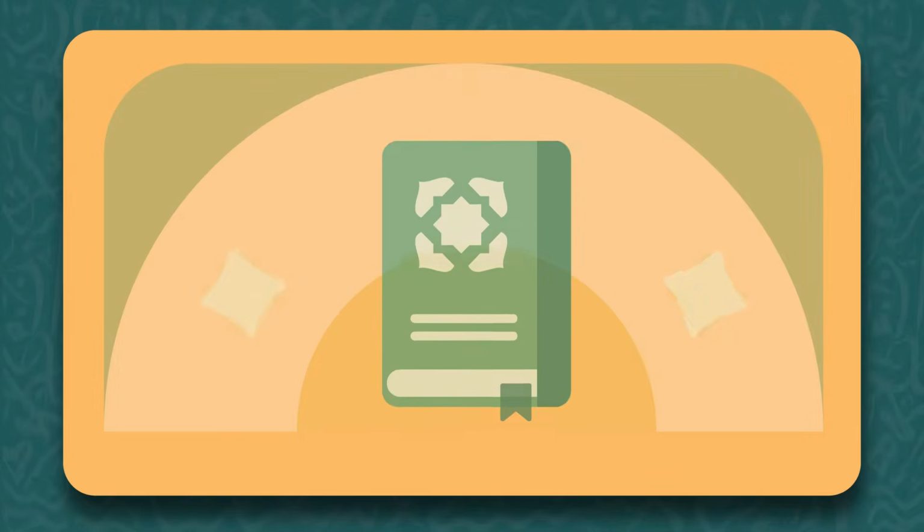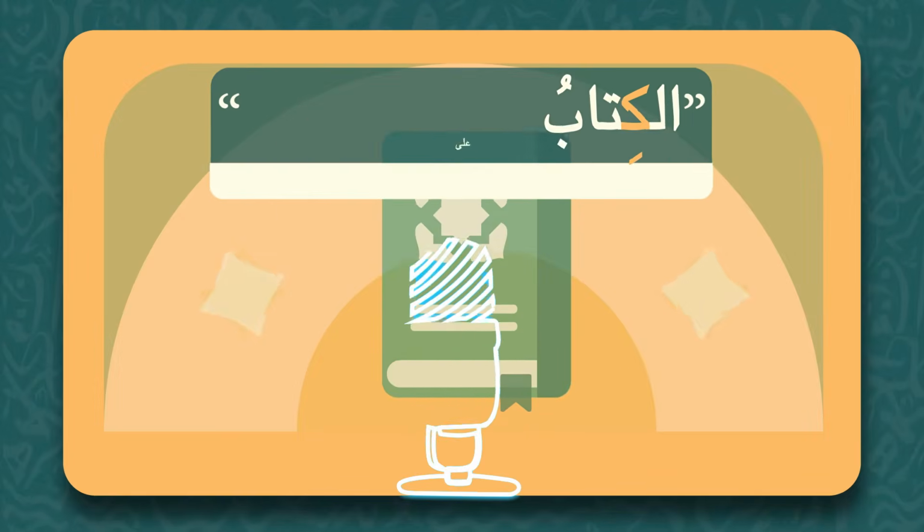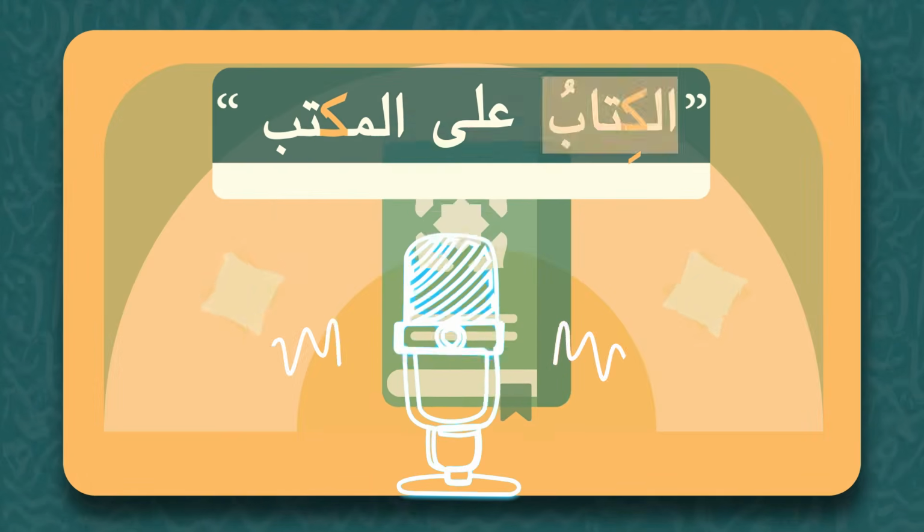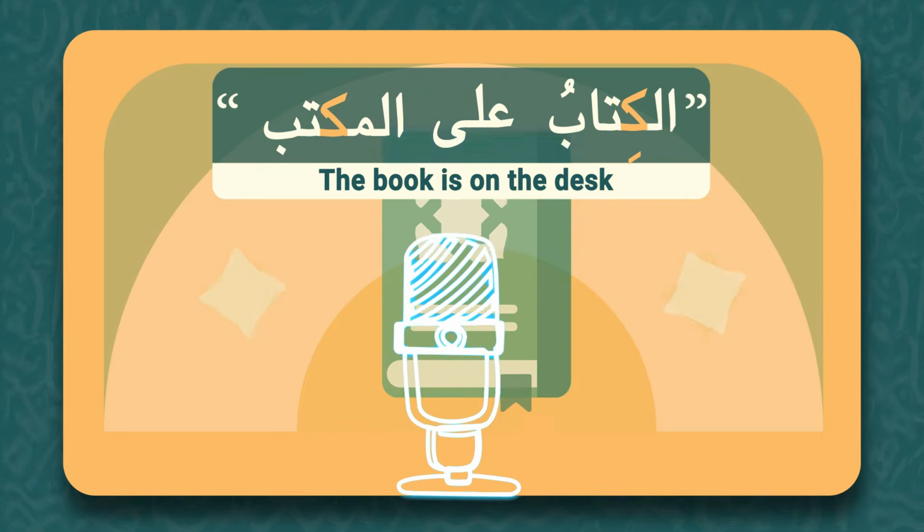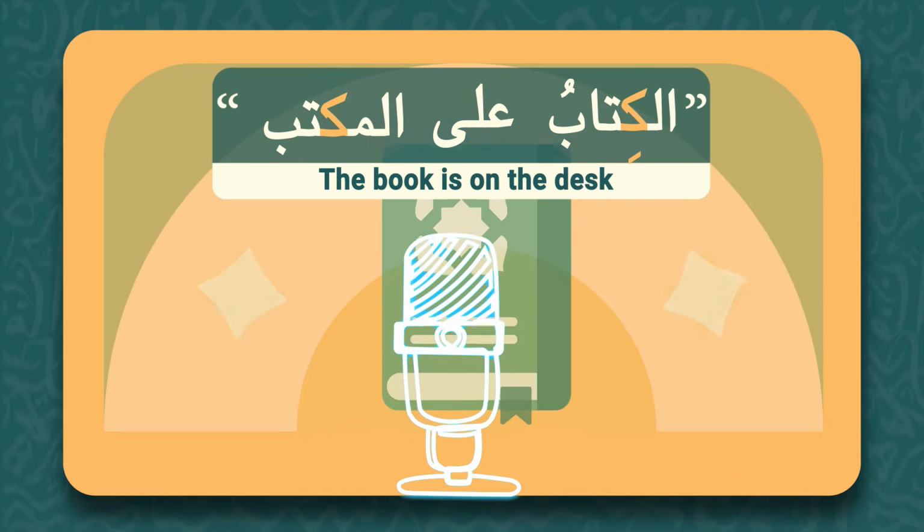Here's a short sentence with kaf: الكتاب على المكتب. Repeat with me, slow then natural speed.